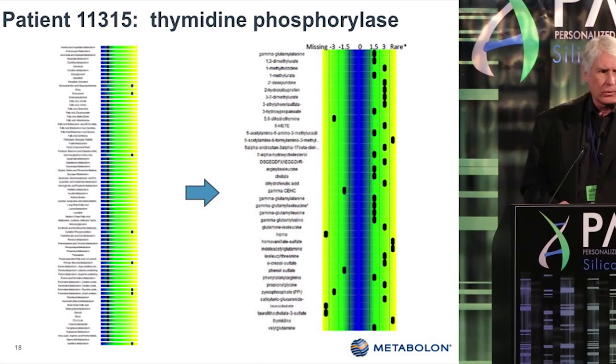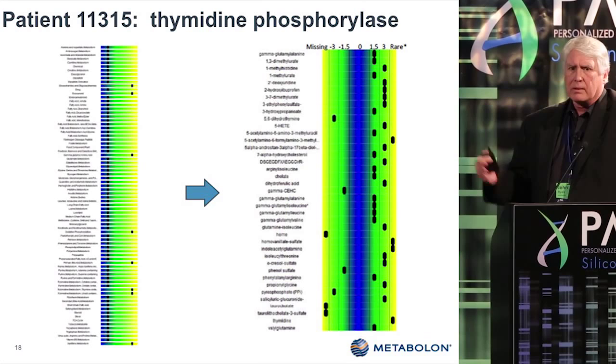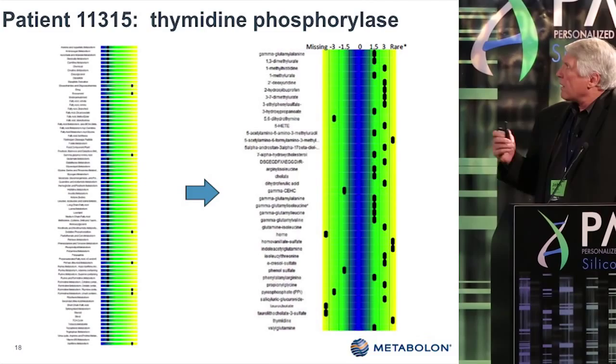And so this could lead to a very quick score of that disease. So then this particular patient did have a thymidine phosphorylase mutation. Now that was a little complicated, so we developed a different tool.